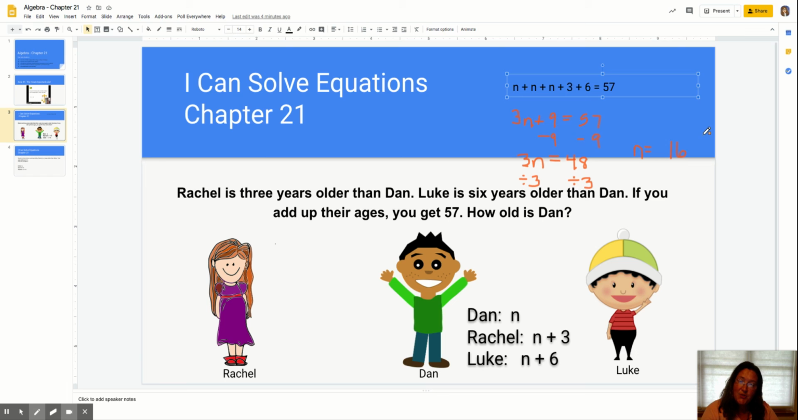And that is the solution for how old is Dan? Dan is 16. That will allow me to then find out how old Rachel is, n plus 3, 19. And it will also allow me to figure out what age Luke is. So I would take 16 plus 6, and that will give me my answer. This is how you can solve algebraic equations.